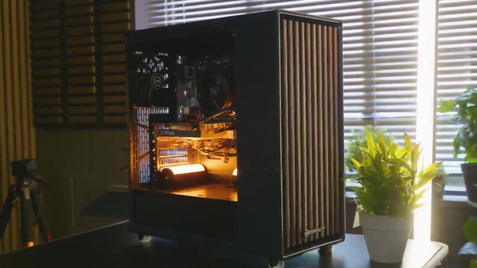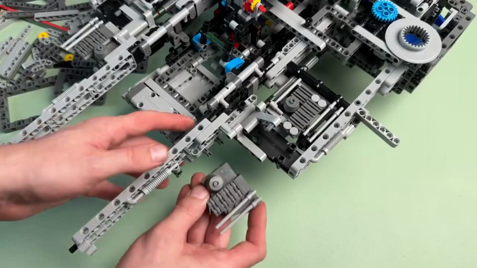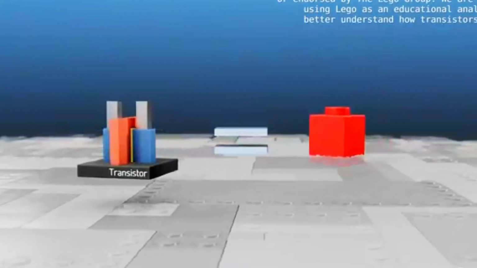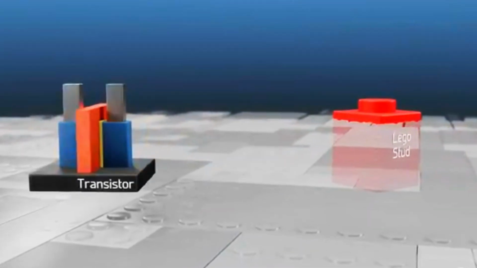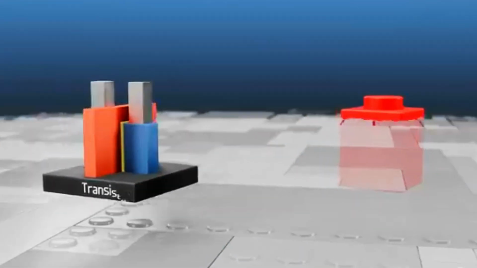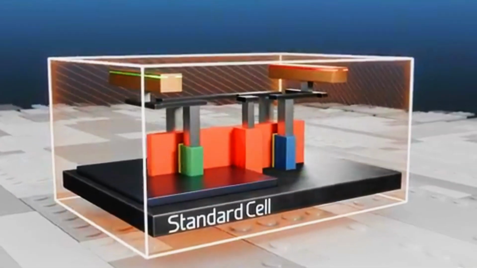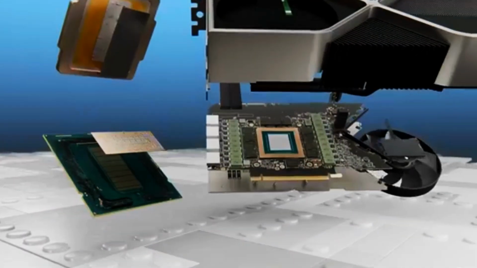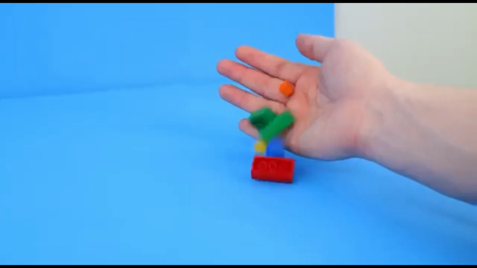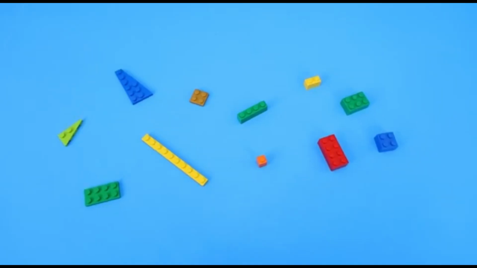Let's begin with exploring Lego bricks versus transistors in standard cells. In this analogy, we'll equate one transistor to a single stud on a Lego brick. On their own, neither one does much at all. However, when a few transistors are connected together, they form a standard cell, which is the fundamental building block of every CPU and GPU. Similarly, multiple studs form a Lego piece, which is the building block for all Lego creations.